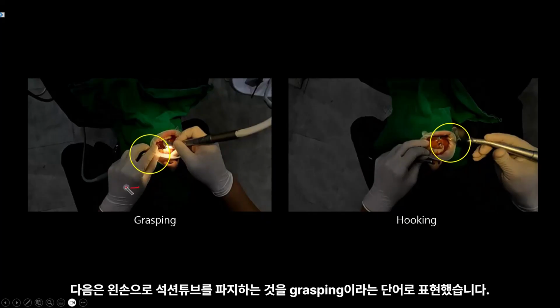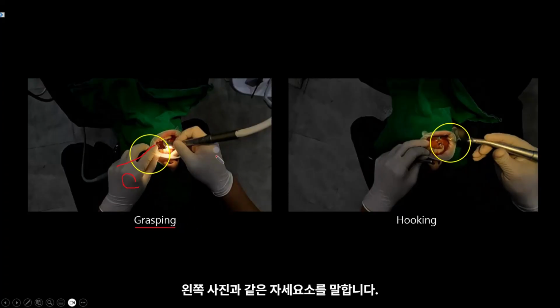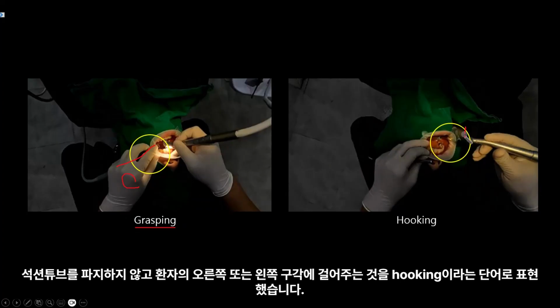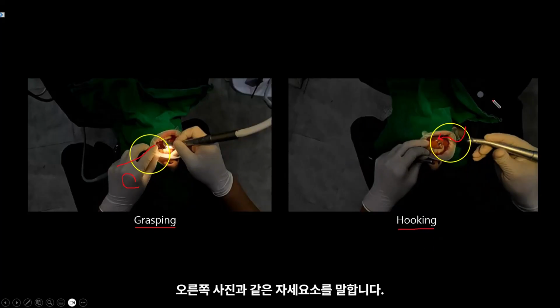Moving on, I've specifically used the term grasping to describe the action of holding the suction tube with the left hand. This refers to a postural element like in this photo. I've used the word hooking to describe placing the suction tube on the right or left corner of the patient's mouth without holding it. This refers to a postural element like the one in the photo on the right.